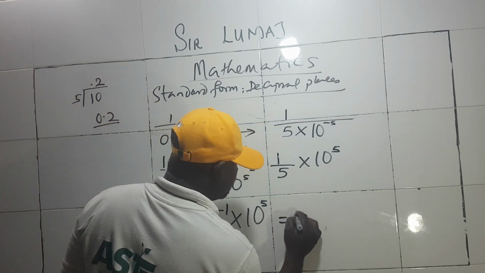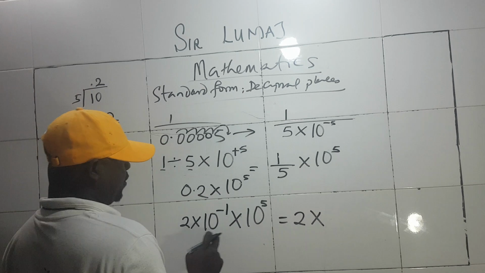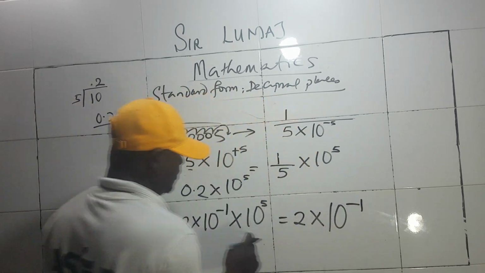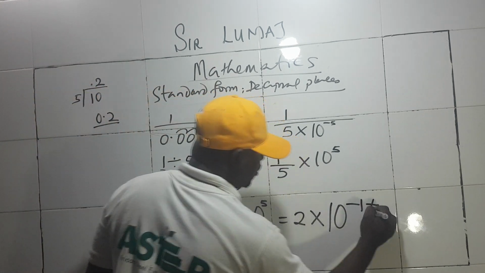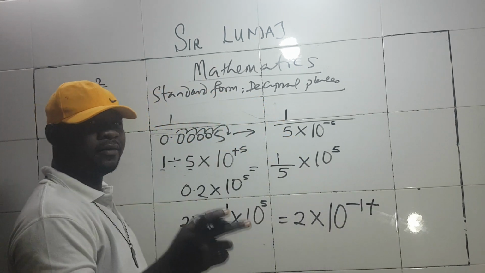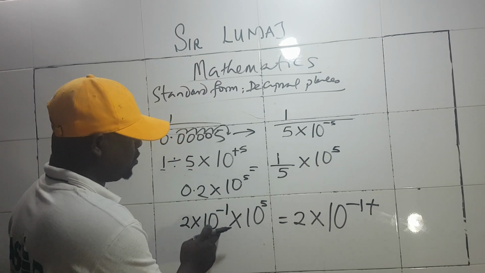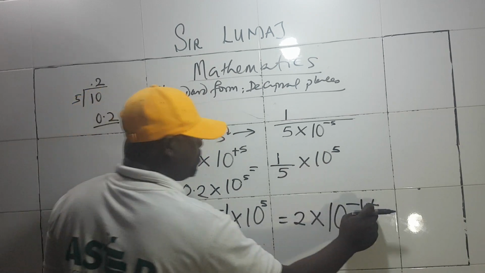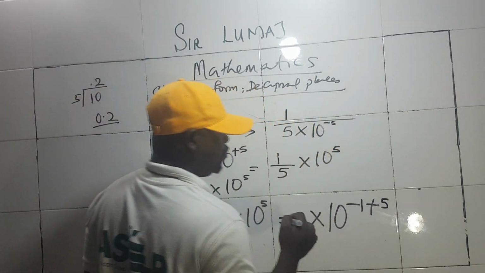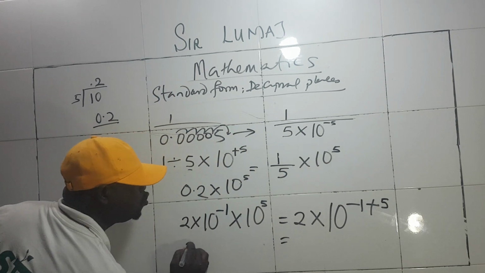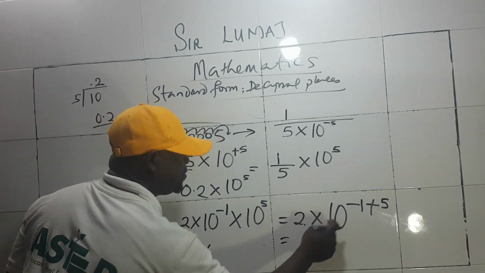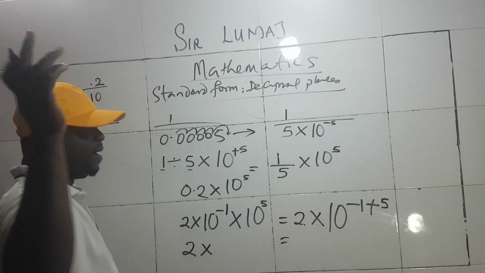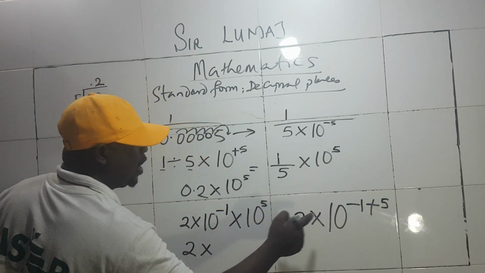So it will now be 2 times, operate this one now, this 10 raised to power minus 1. This is times, so it will become plus. From the law, please watch my video on the laws of indices. I explained all this. So you have minus 1 plus 5. So you're going to have 2 times 10 raised to power minus 1 plus 5. I know you know how to do this one now. I taught in my first video in Introduction to Mathematics how you play around your signs.